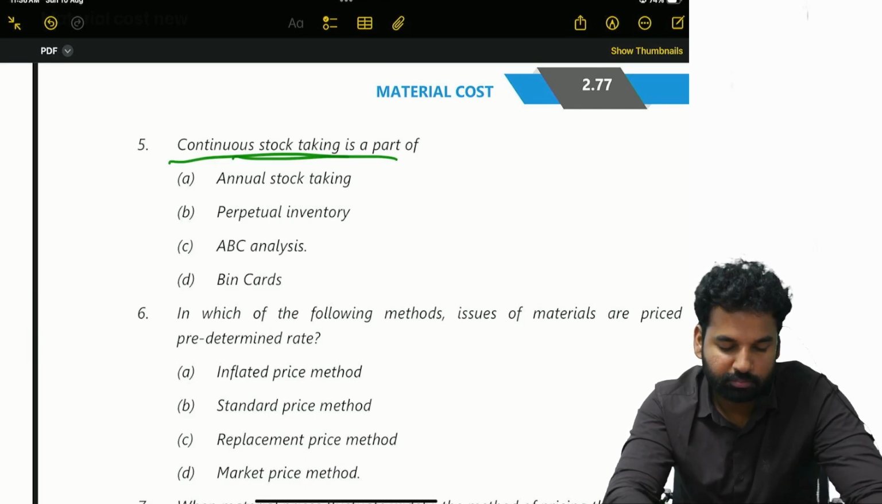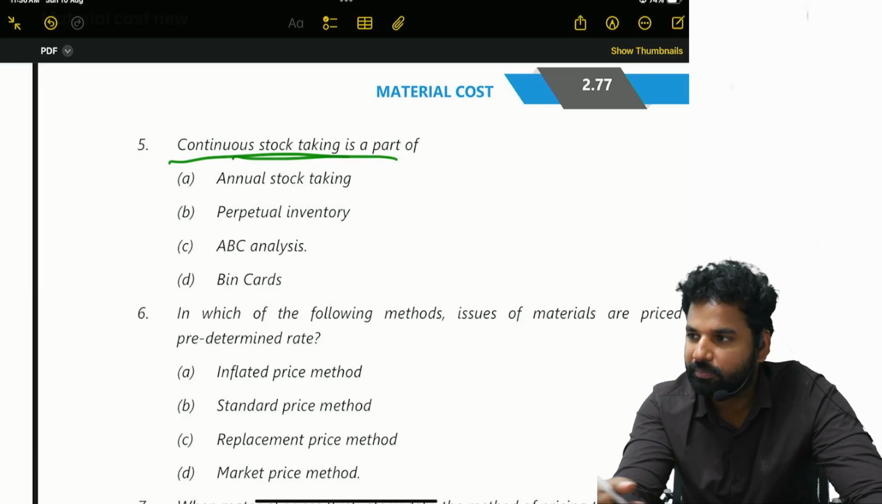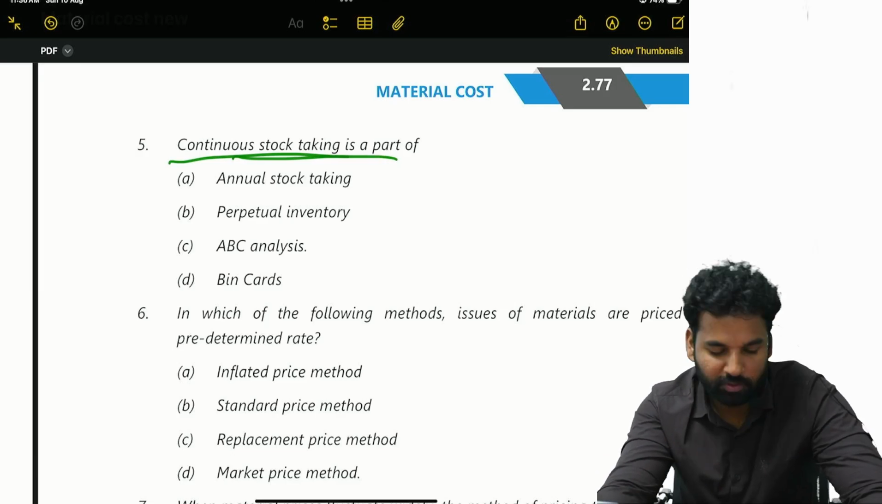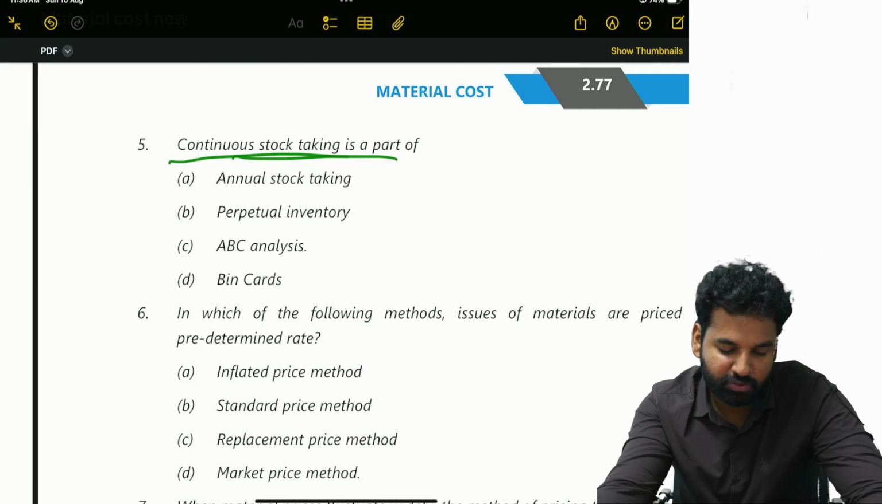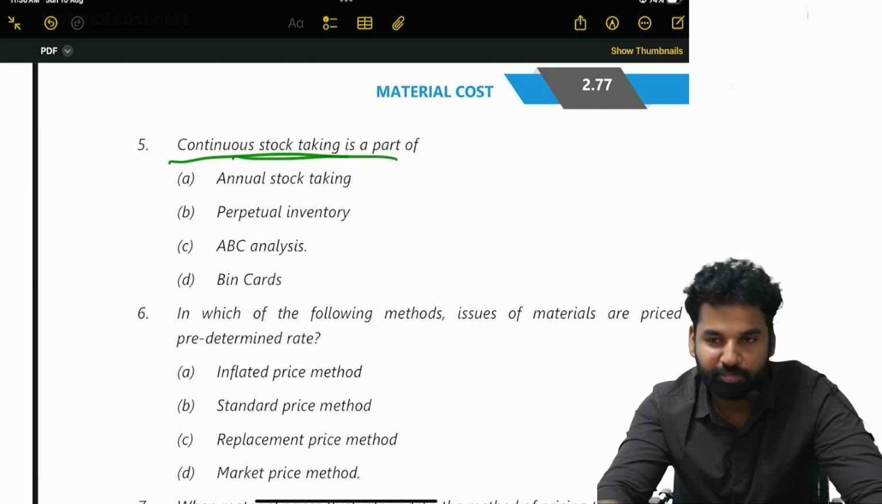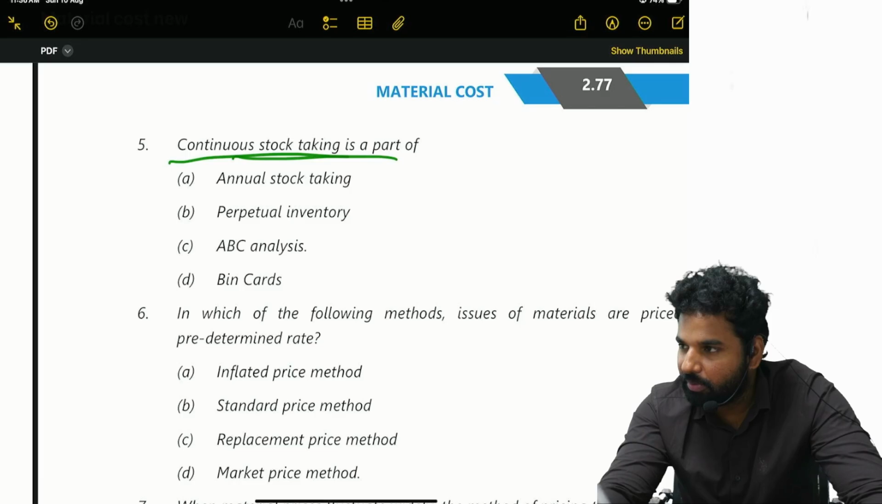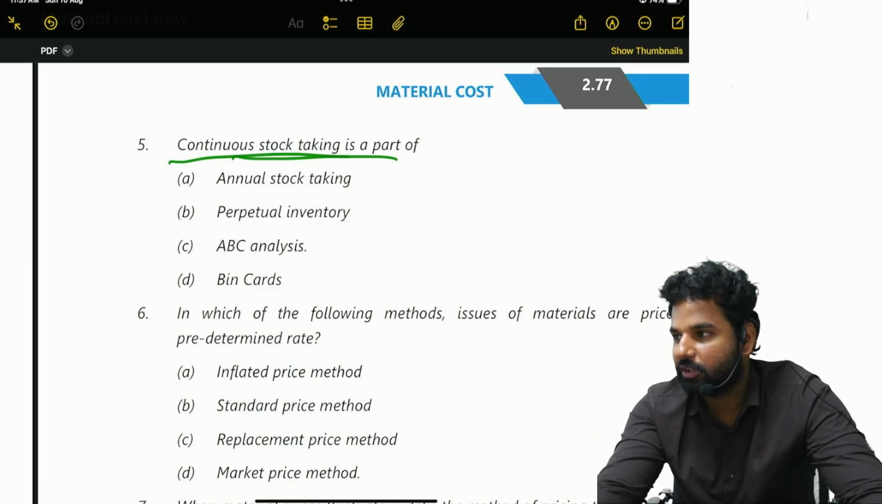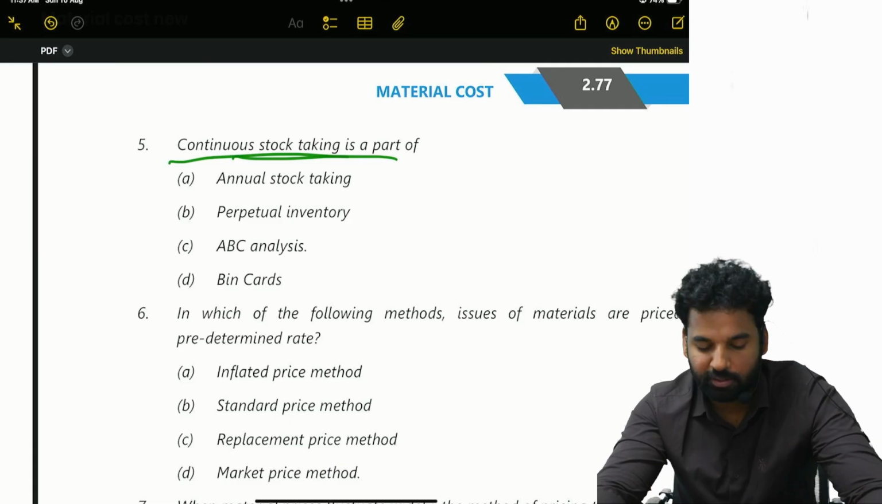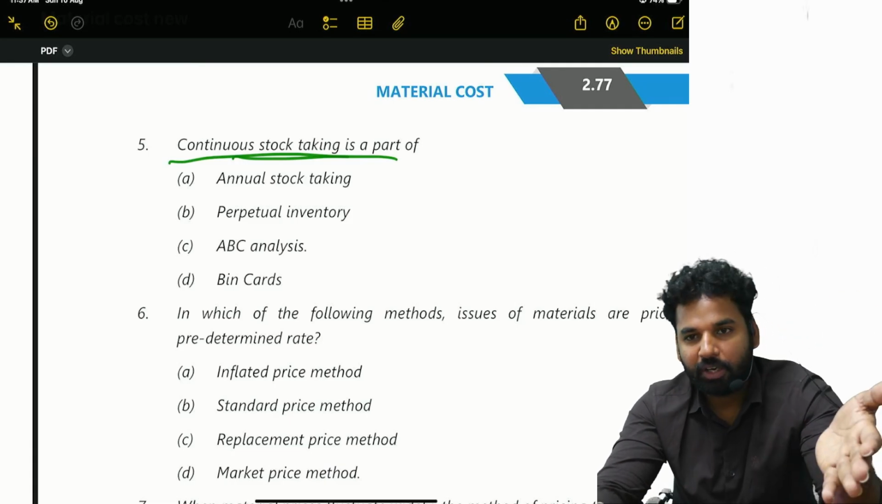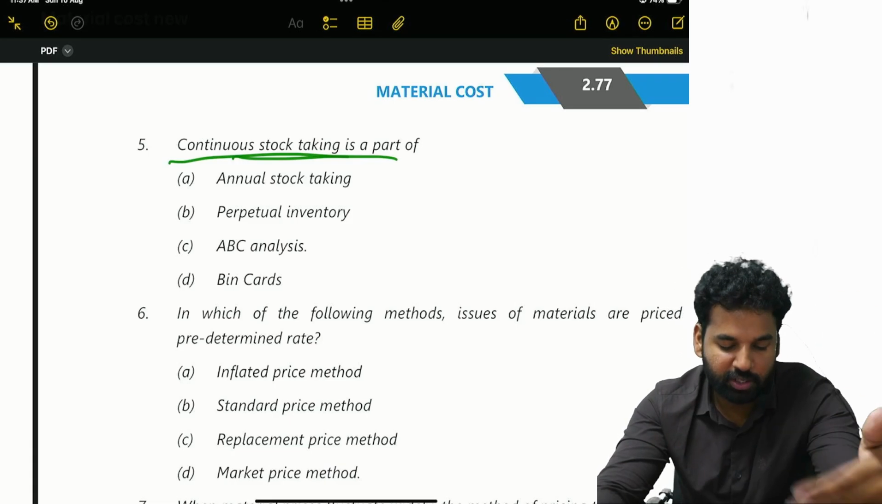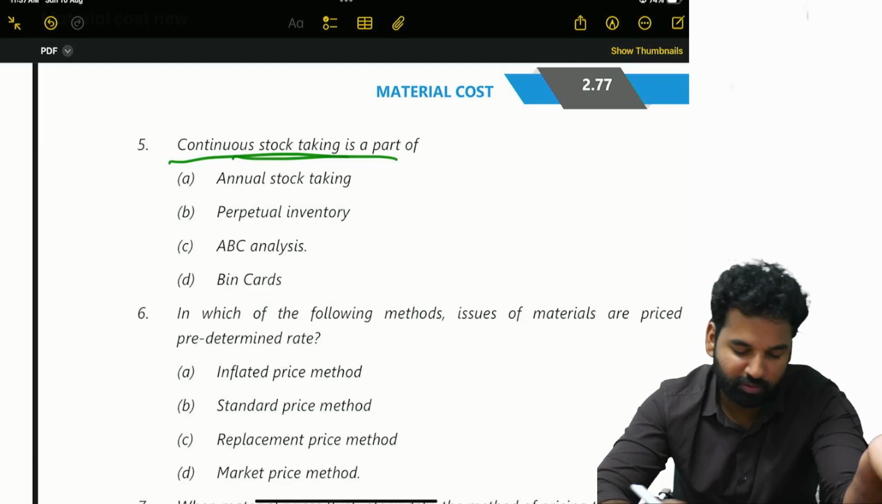Perpetual inventory means continuous inventory. Bin cards means there will be some vessel for storage, and there will be a card attached to that, showing what the quantity is, what the material is, what the price is. That is nothing but a bin card. So continuous stock taking is a part of perpetual inventory.